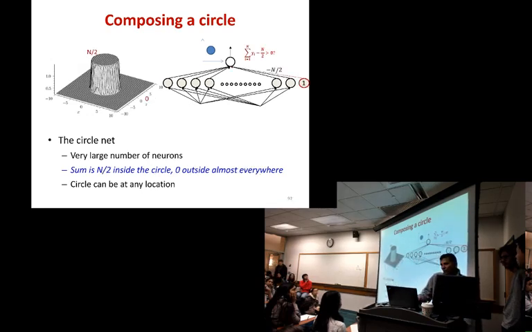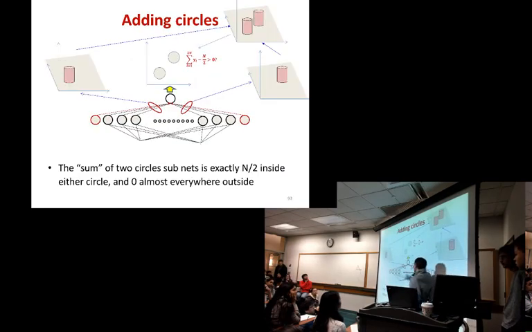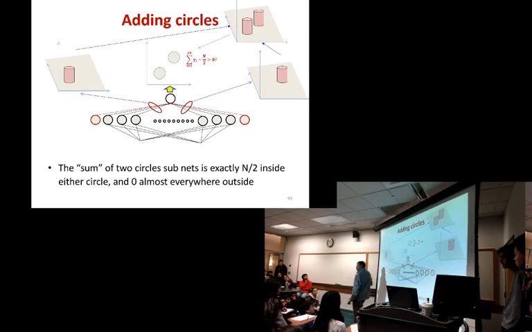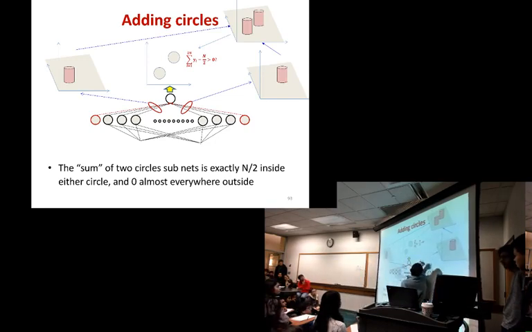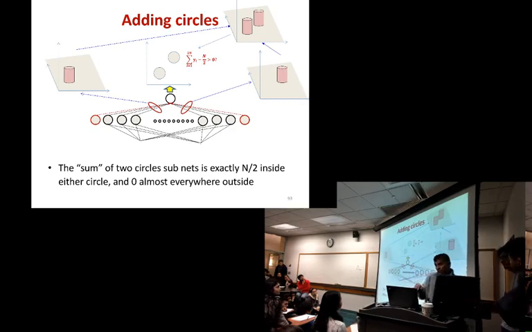Right? So now if I want a design of this kind, where I want the output to be 1 inside 2 of these circles and 0 everywhere else, I can do it with one here and there. I have one subnet which produces one cylinder. I have another subnet which produces the other cylinder. I add up their outputs. The output is going to be n over 2 within either cylinder and 0 everywhere else. Right? And once I do this, I can threshold this.